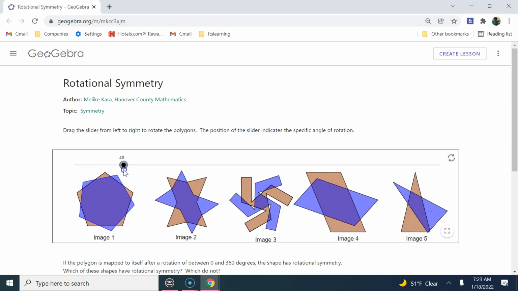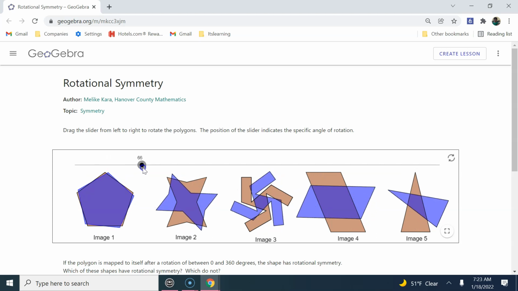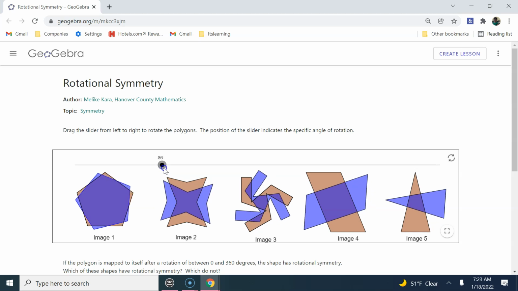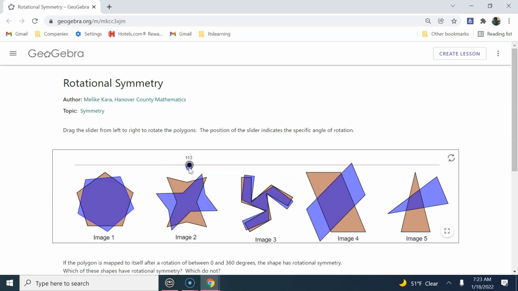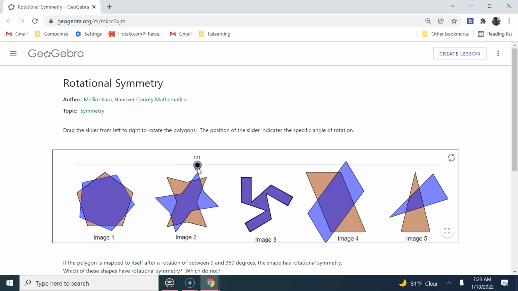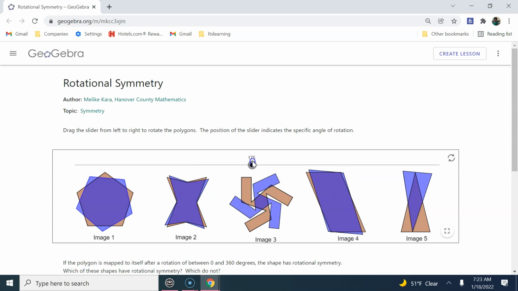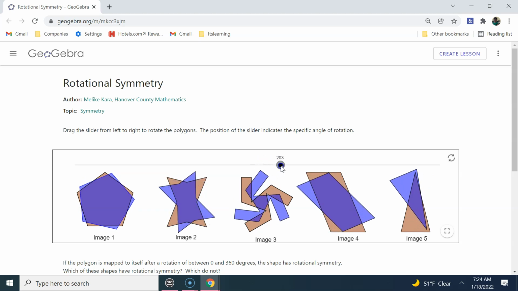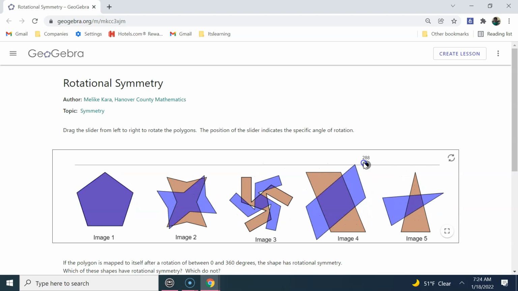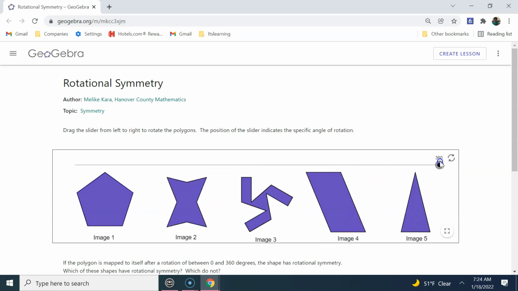If you look at image 1, you can see that it took so many degrees to rotate that. The next one would be image 3. The next one would be images 2 and 4, and that's 180 degrees right there. And then of course the last one is image 5.